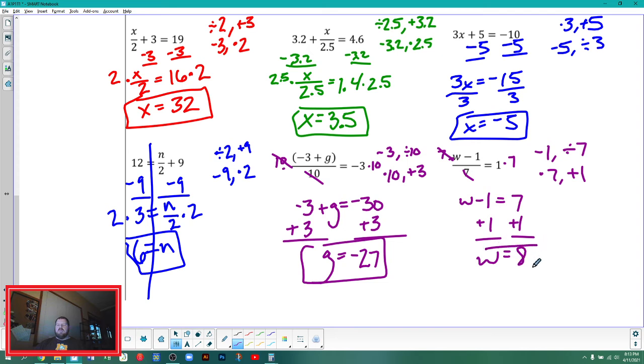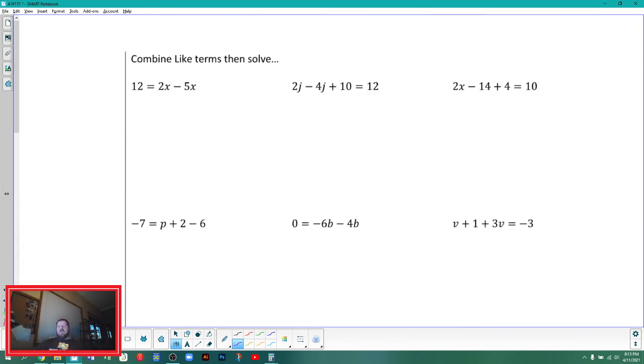And we get w is equal to 8. Let's go ahead and turn the page, see what we have for us on the back side. So over here it says to combine like terms and then solve.